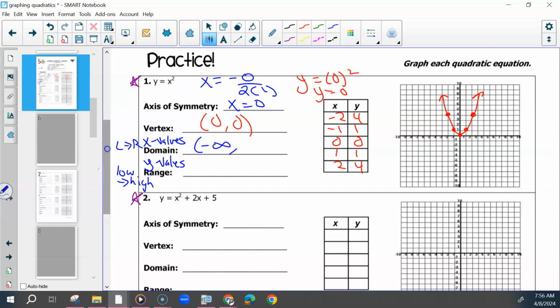If it keeps going to the right and it keeps going up, where would it end? Infinity. Positive infinity. For your quadratics, your domain is never going to change. It will always be negative infinity to positive infinity. Your range, however, will change. Questions about our domain first?